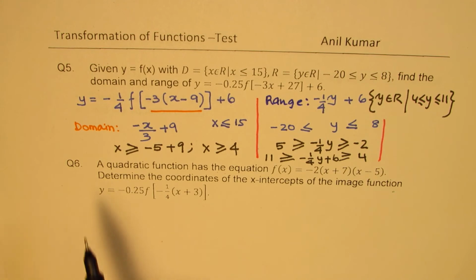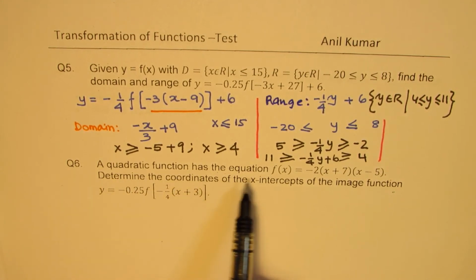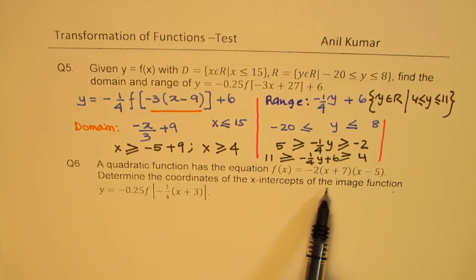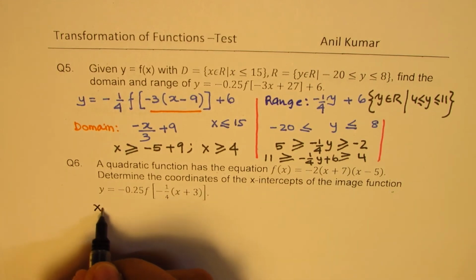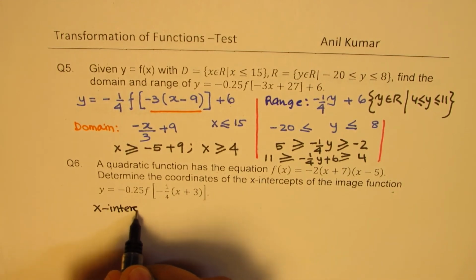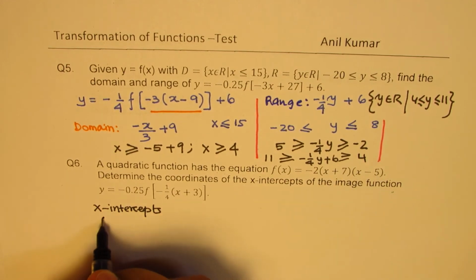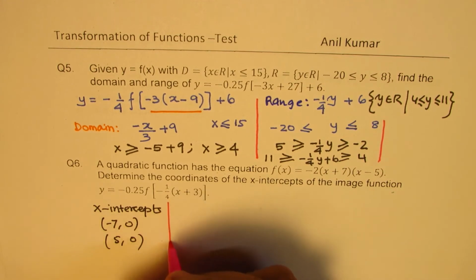Okay. Now let's take question number 6, which is a quadratic function that has this equation. Determine the coordinates of the x-intercepts of the image function. Okay. So we have x-intercepts at which points? -7 and 5. So let's say (-7, 0), and the other one is at (5, 0). So those are the x-intercepts of the function.